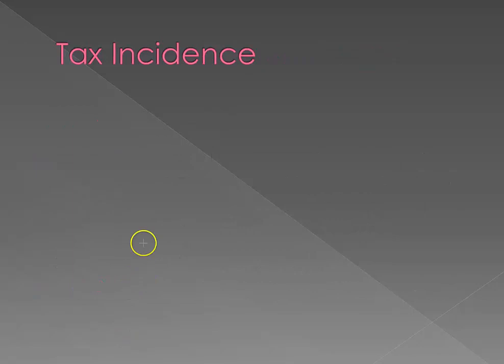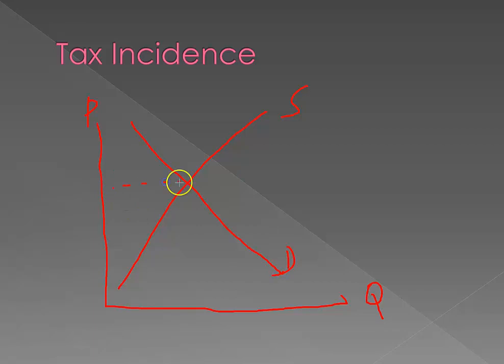So this last topic in this chapter is called tax incidence. Basically, what happens when the government decides to tax a good. So let's draw our axes here. This is the supply of the good, and this is the demand of the good. This is the equilibrium price. This is the equilibrium quantity.